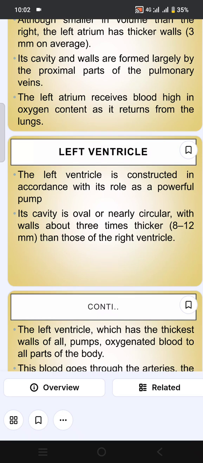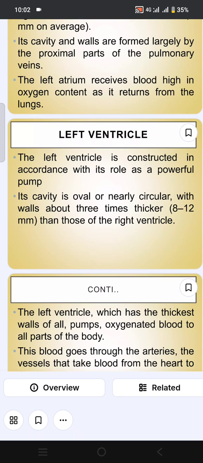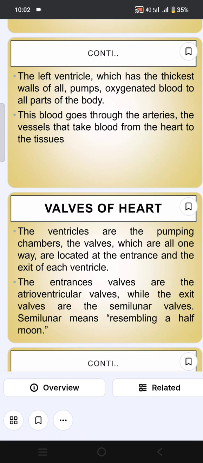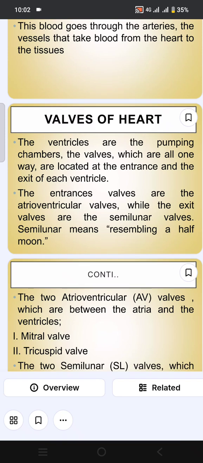The left ventricle. The left ventricle is constructed in accordance with its role as a powerful pump. Its cavity is oval or nearly circular with walls about 3 times thicker, 8 to 12 mm, than those of the right ventricle. The left ventricle, which has the thickest wall of all, pumps oxygenated blood to all parts of the body. This blood goes through the arteries, the vessels that take blood from the heart to the tissue.